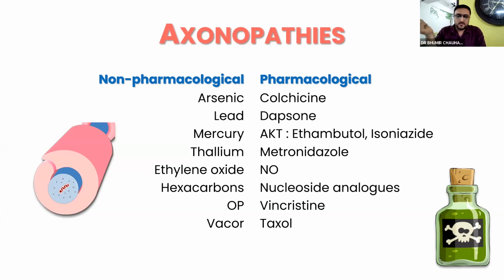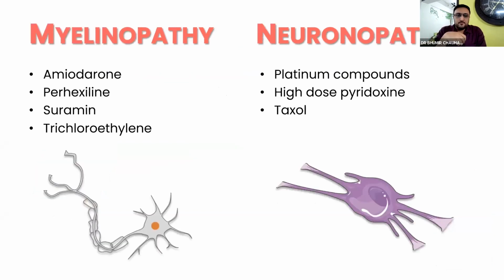So these are common drugs which will be affecting the axonal part of the peripheral nerve, and they will present as length-dependent peripheral neuropathy. There are also a few agents which will affect the myelin construction of the nerve, like amiodarone, suramin, and trichloroethylene. And for neuronopathy, which affects the ganglia, there are platinum compounds like cisplatin, high dose of pyridoxine, B6 toxicity, and taxol.